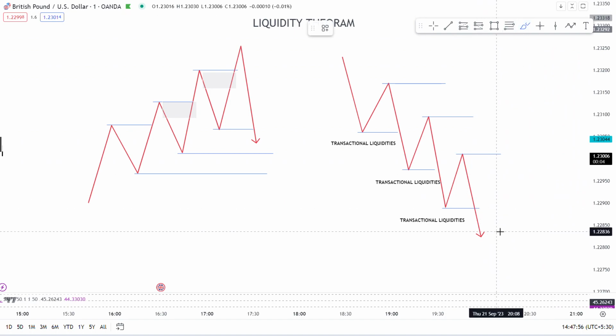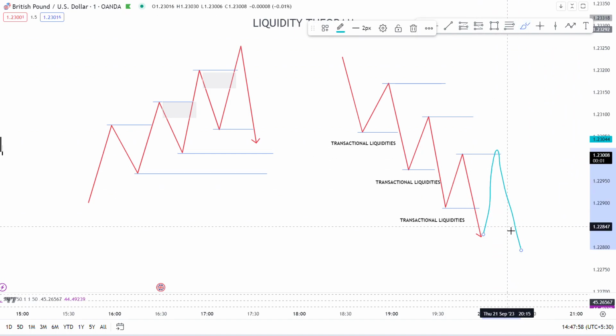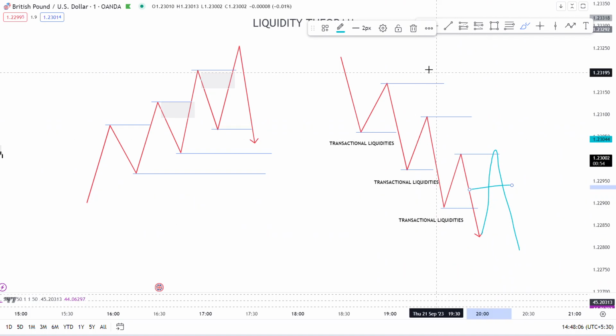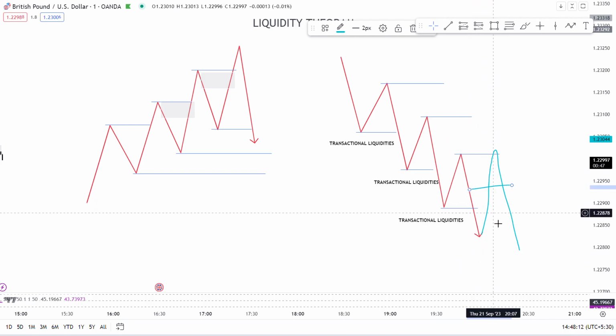If the inducement liquidity is taken out, you should sell the market. If the transactional liquidity is taken out, you should buy the market up to 50% of the range, because the transactional liquidity is specially for the reversals, not for the continuations. If the transactional liquidity is taken out, the price won't continue.